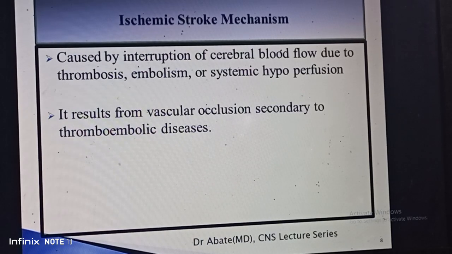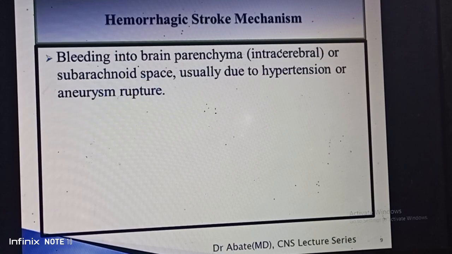When you see the mechanism for ischemic stroke, it is caused by interruption of blood flow due to thrombosis or embolism, or it could be systemic hypoperfusion. So ischemic stroke occurs either due to thrombosis or embolism in certain vessel areas of the brain, or due to whole systemic hypoperfusion. It results from vascular occlusion secondary to thromboembolic disease. Thromboembolic disease and thrombosis are the most common mechanisms for ischemic stroke.